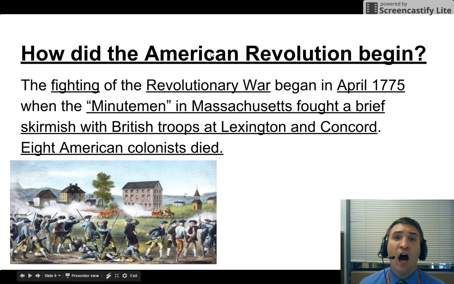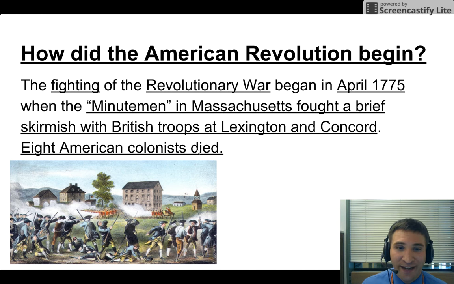The fighting of the Revolutionary War began in April 1775 when the Minutemen in Massachusetts fought a brief skirmish, a small fight, with British troops at Lexington and Concord. 8 American colonists died in this fighting. And here you see the battlefield at Lexington and Concord in this painting.